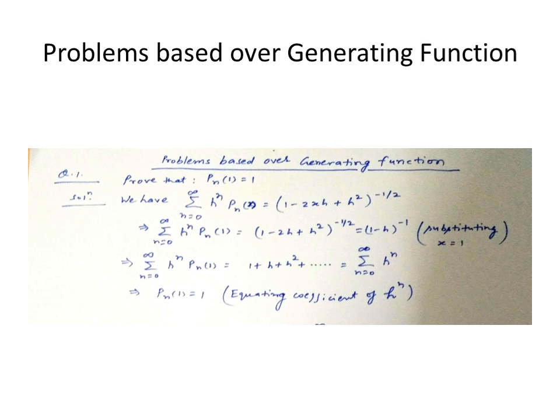and hence the right hand side becomes the simple expansion 1 plus h plus h square plus up to infinity, which is nothing but sigma n equals 0 to infinity h power n. And hence, by equating the coefficients of h power n on both sides of the above equation, we simply get Pn(1) equals 1.